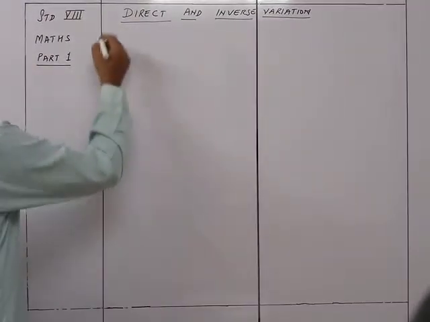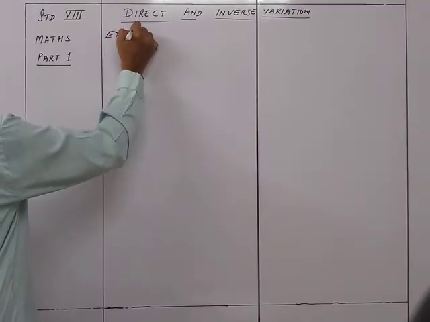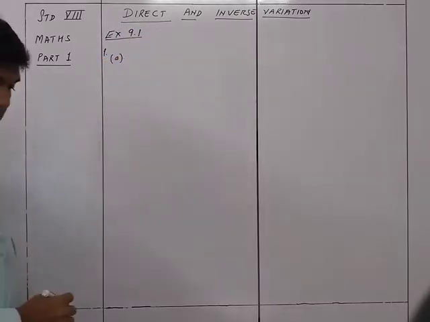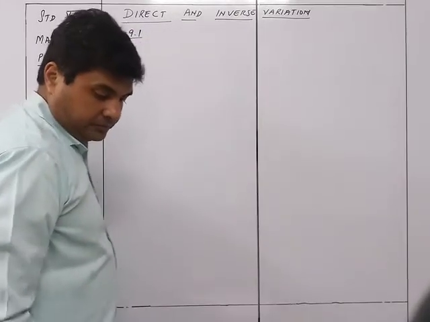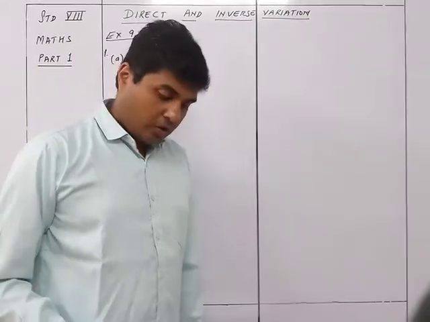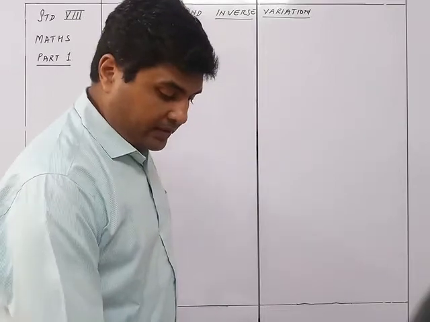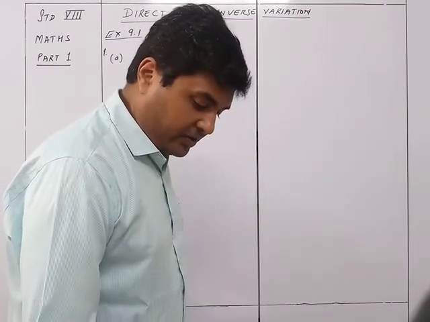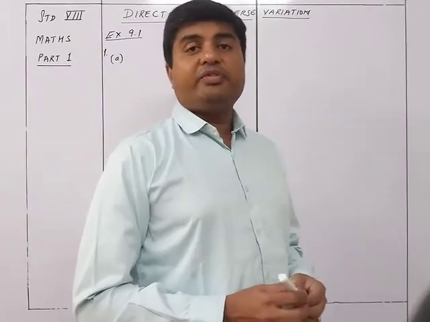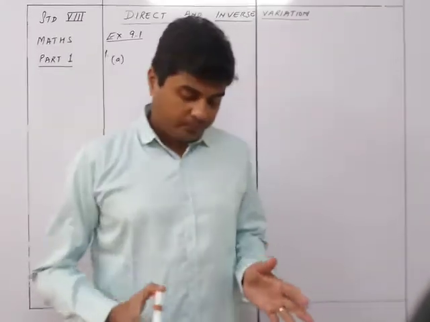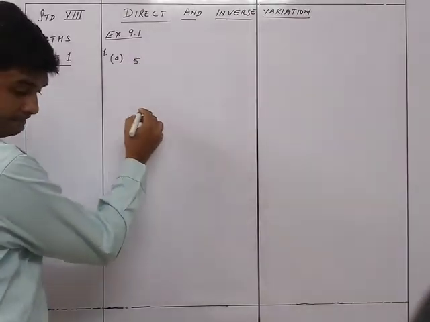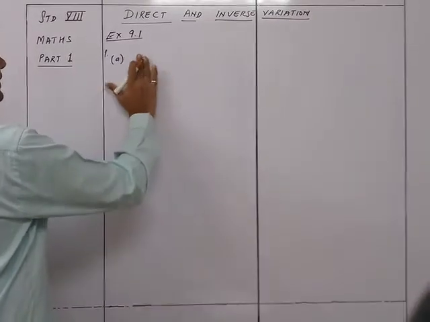Okay, we have got the exercise 9.1 first sum. It has got 2 parts. You just need to know whether it is a direct variation or not. So for that you will just need to know that if the ratios are the same. Let me write down the data.